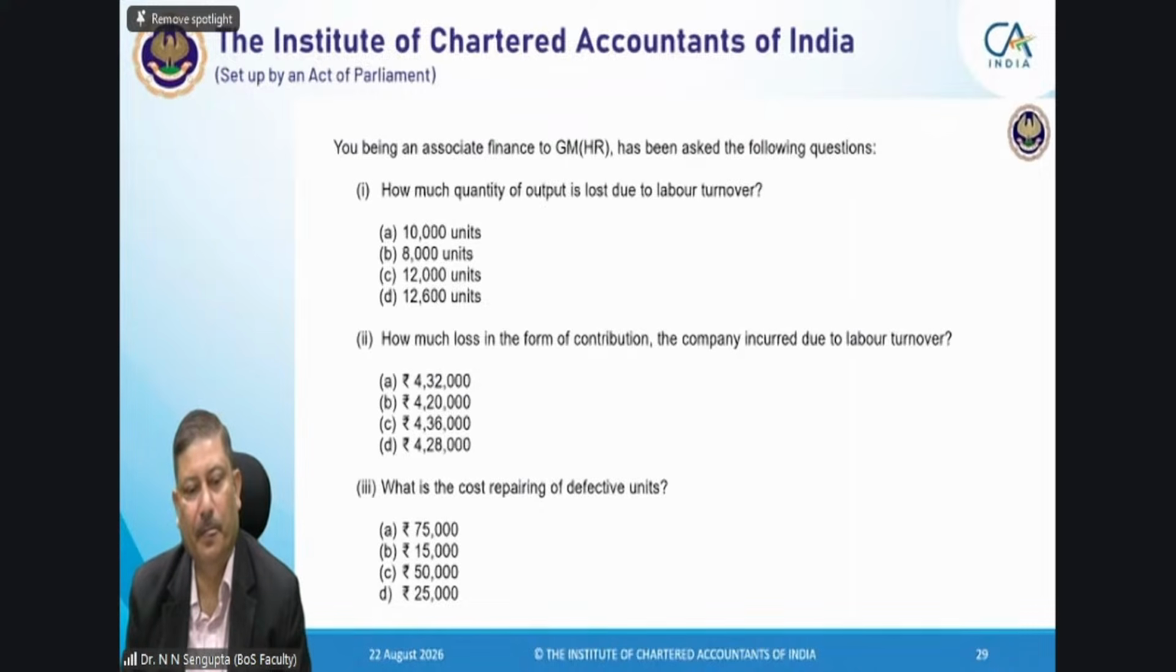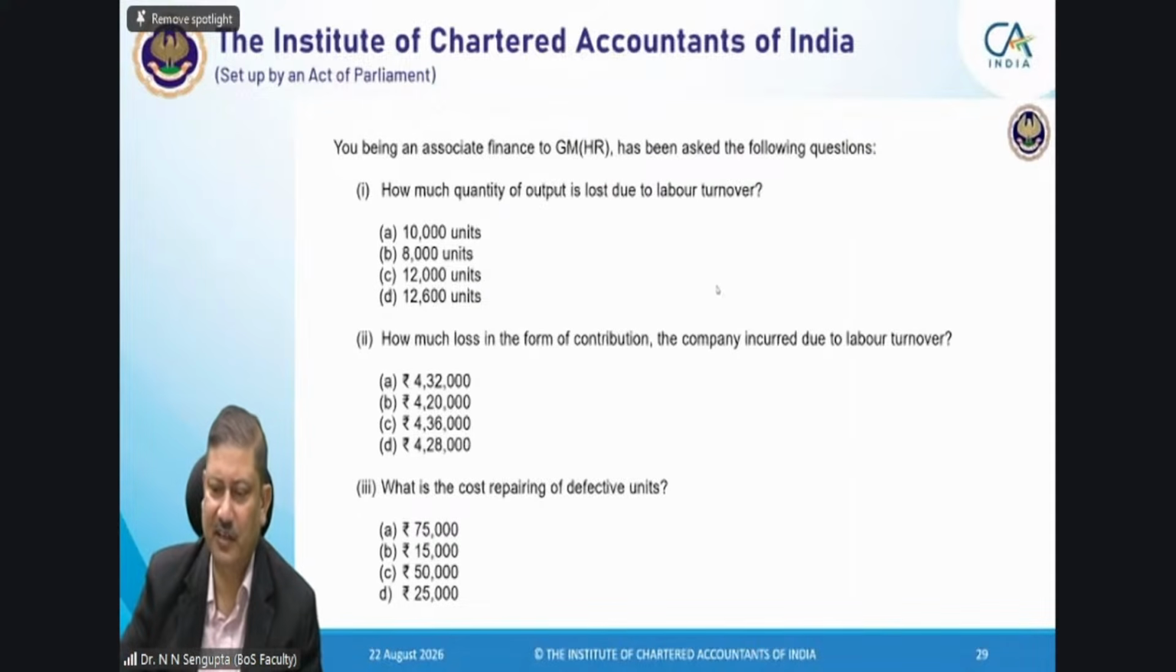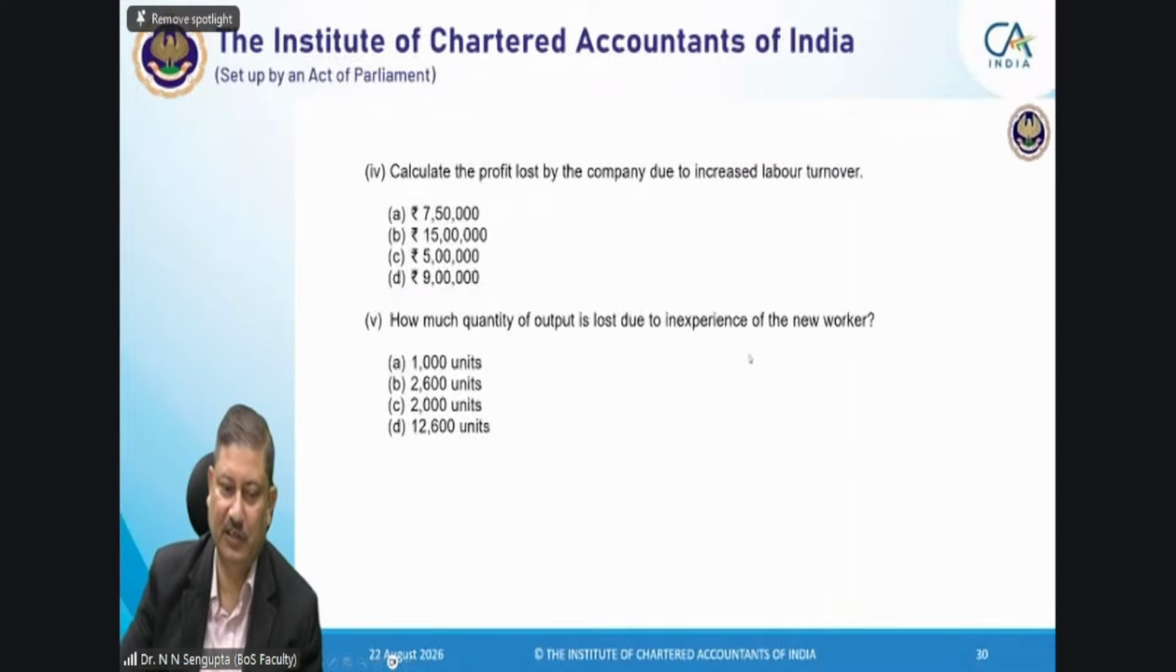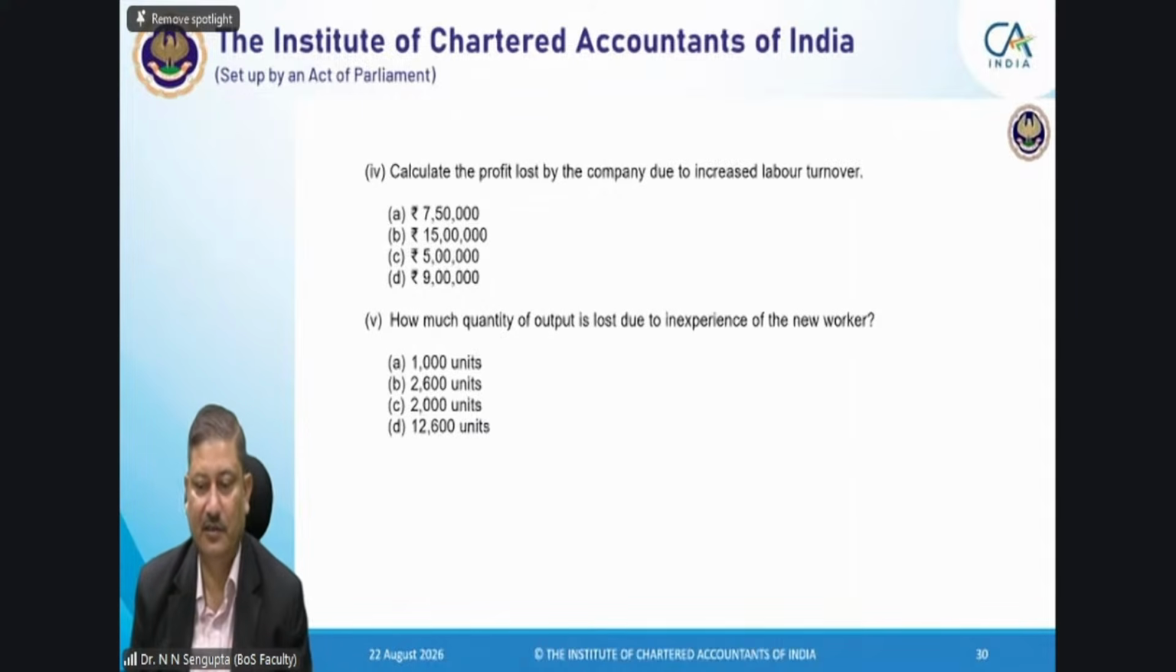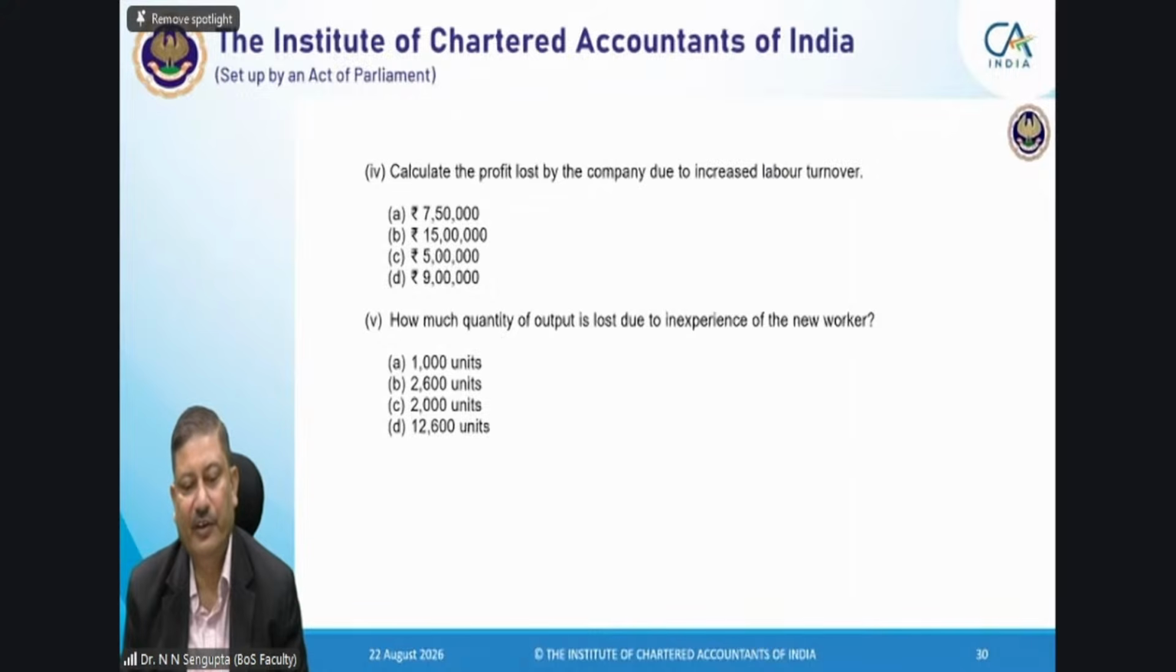So, how much quantity of output is lost due to labor turnover? That is the first one. Then, how much loss in the form of contribution the company incurred due to labor turnover? That was the second question. Then, what is the cost of repairing the defective units? That's the third question. In all, options are given in each of these questions. Then calculate the profit lost by the company due to increased labor turnover. And how much quantity of output is lost due to inexperience of the new workers.